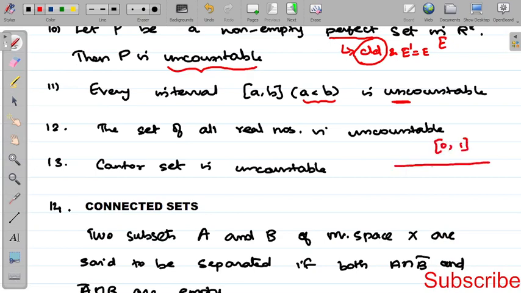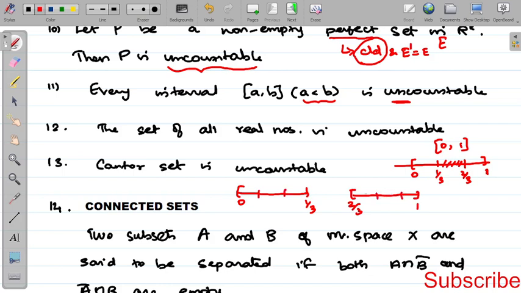So the Cantor set: [0, 1] is divided into portions 1/3, 2/3, and 3/3, which is 1. Now you have to remove the middle one, so that the next one is [0, 1/3], and the next portion is [2/3, 1]. Then again you have to divide each into 3 segments.